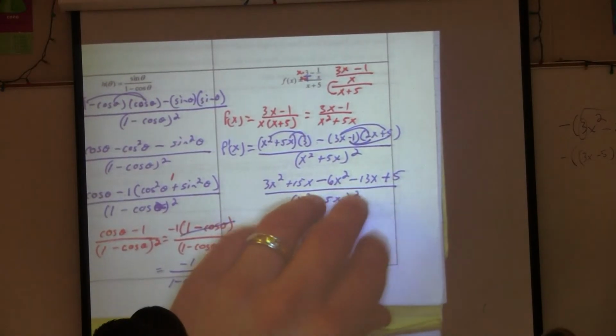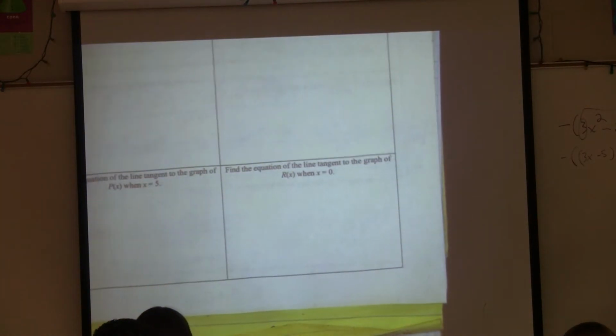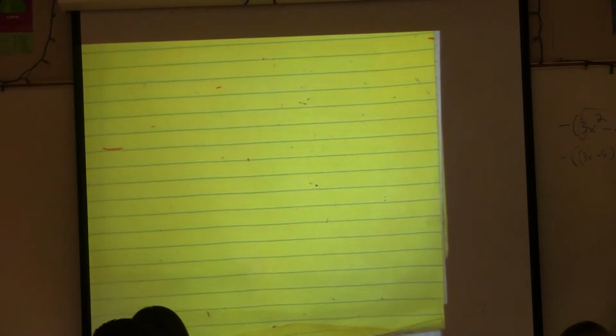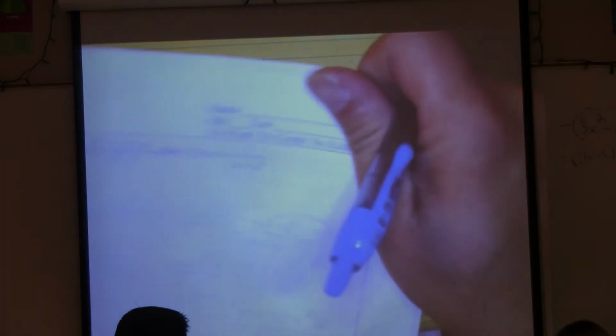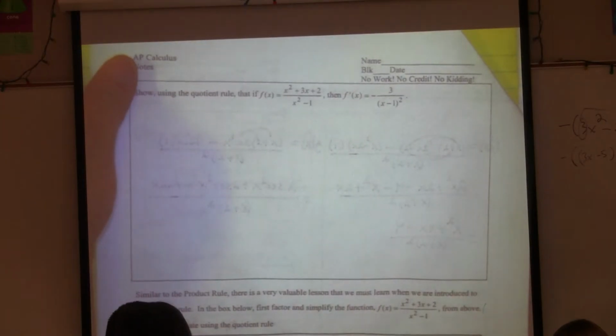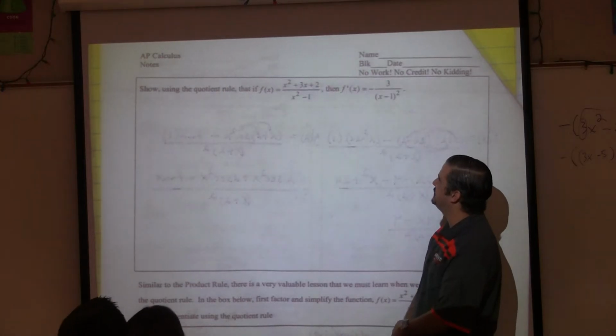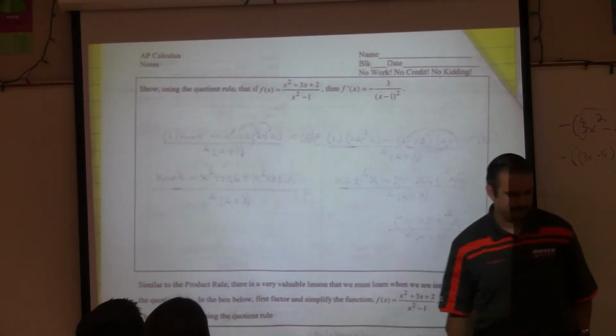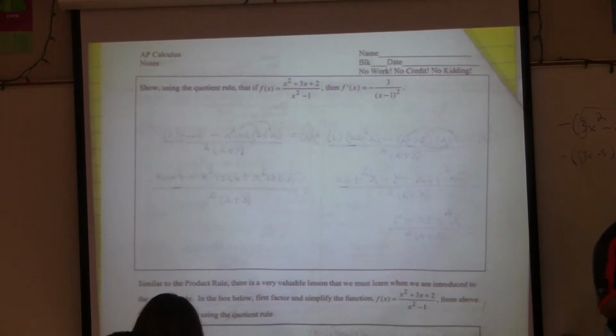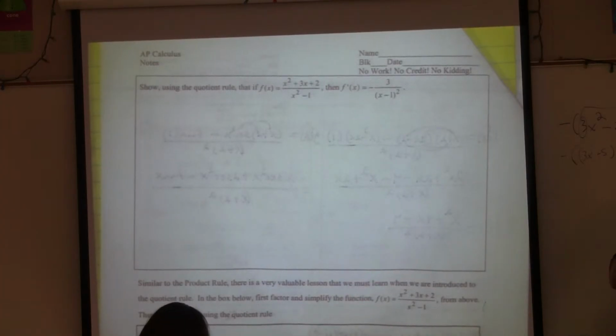Is it getting easy? Yeah. Sort of? All right. One more example. I want you to try this one. It says, show using the quotient rule that if I get the derivative of this function, it equals this. You got it? All right, let's see. See if you can do it. Go. Get started.